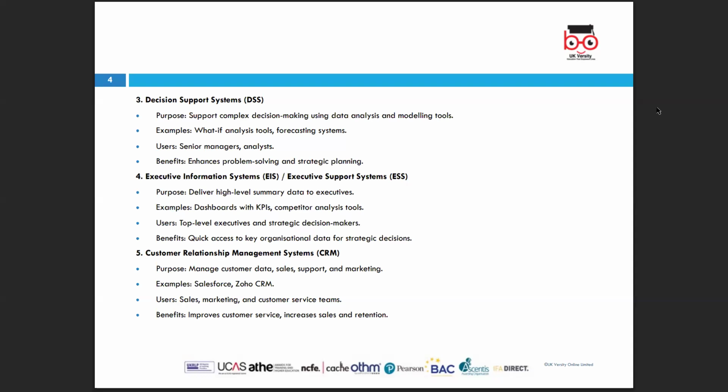Also, in these businesses, we look into CRM, which are customer relationship management systems. They manage customer data, sales, support, and marketing. Examples are HubSpot, Salesforce, Zoho CRM, and many other ones. Users involved are the sales, marketing, and customer service departments. And the benefit is that it improves our customer service, the way we reach out to customers and deal with them, and increases sales and retention.